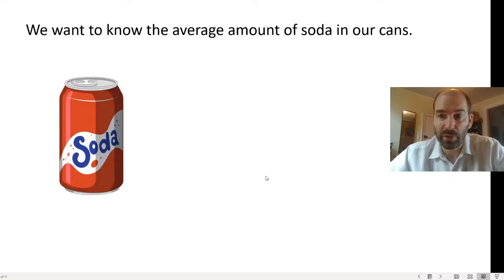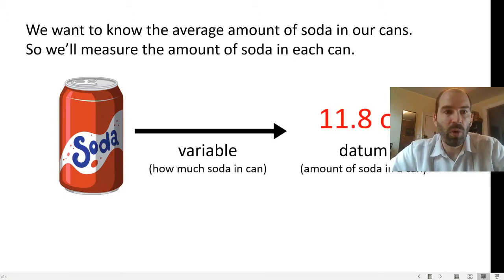All right, so one thing we might do is go and check the levels in some of the cans, right? So let's talk about how the statistics terminology that we've been talking about pertains to this particular example. So there we are. We want to know the average amount of soda in our cans, right? So what we're going to do is measure the amount of soda in each can.